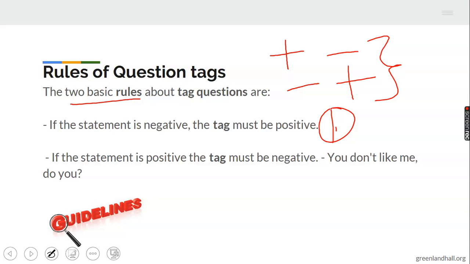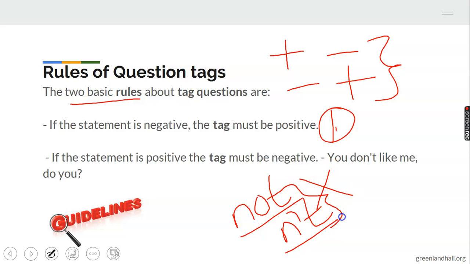I'll give you a quick one. Now, a statement is said to be negative if it has what we call the not word in it. When you see this also, not, a short form can be written this way, attached to any word. So a statement is said to be positive if it doesn't carry or contain these two, not. Okay, so if the first rule says if the statement is positive, then the tag must be what? Negative. That's the first. Then if the statement is positive, the tag must be negative.